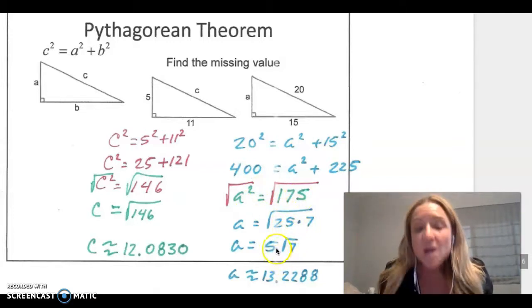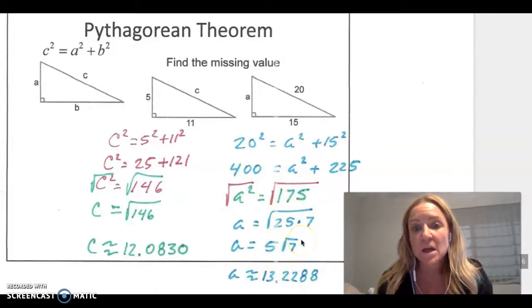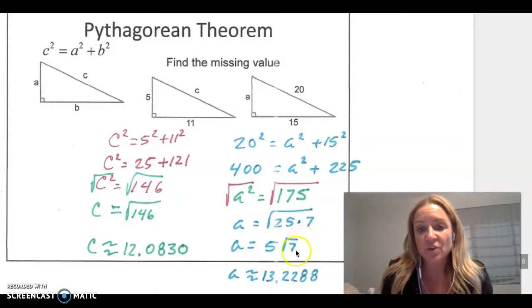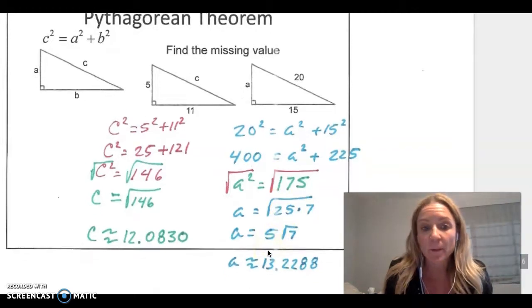So you get the square root of 175. You can either do it as a simplified radical or as a decimal. So it depends on how you're asked for your answer. If you're asked for a decimal, just give it like this. If you're asked for a simplified radical, you would realize that 175 is the product of 7 and 25. So the square root of 25 is 5. Okay.